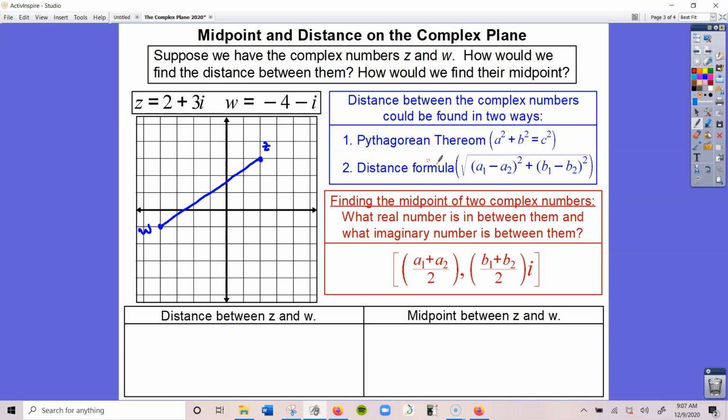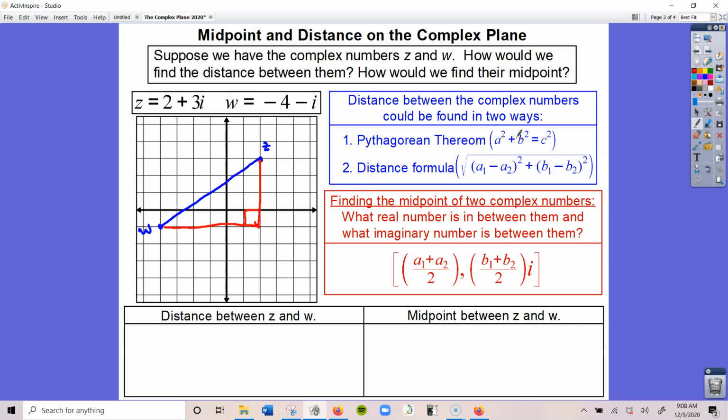Just as a reminder, we can only use the Pythagorean theorem if we are given a right triangle. Now, obviously, this line is not a right triangle, but I can create one. I can create a triangle whether I go this way or this way. It does not matter. So I'm going to draw my triangle like this. So basically, you're using the vertical distance between the two complex numbers and the horizontal distance between the two, so you can create the right triangle.